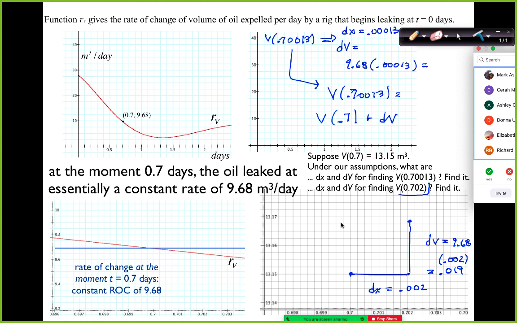Okay, and then V final, V of 0.702 is approximately what? Quick. 13.15 plus 0.019. 13.169. Check my math. And why did I say approximately? Why is this not exact?